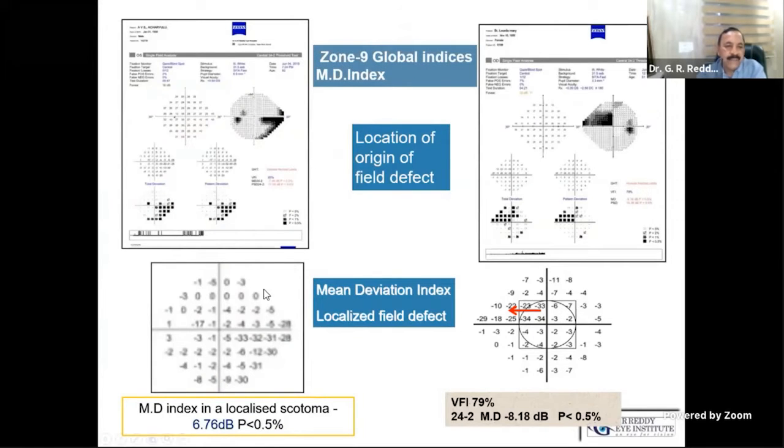Take for example, suppose there is a localized scotoma in this printout, and the mean deviation is -6.76. This is also a localized scotoma, and this mean deviation is around -8. But if you see, this localized scotoma is starting from the periphery, and this localized scotoma is starting from the center. So even in localized scotoma, the mean deviation is -6.5. You should always ask what is the location of the field defect.